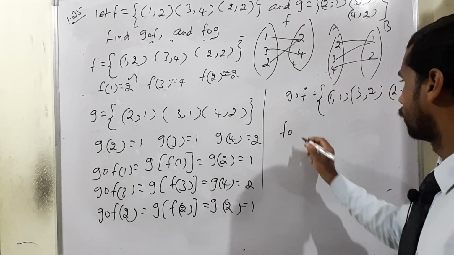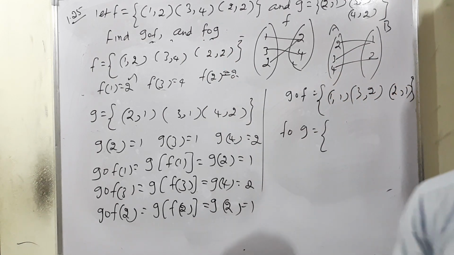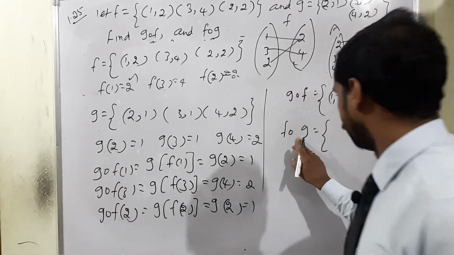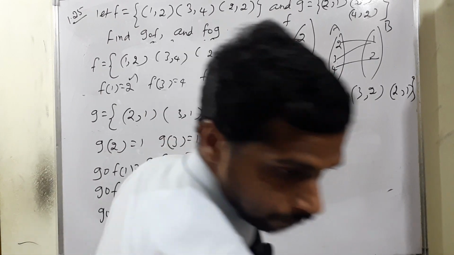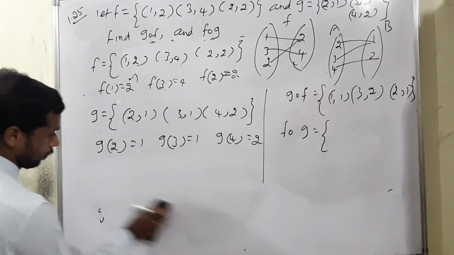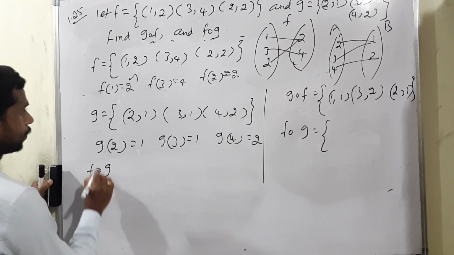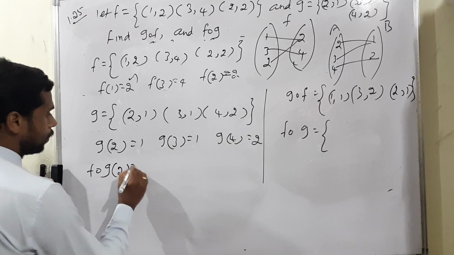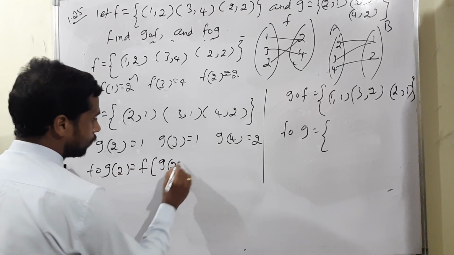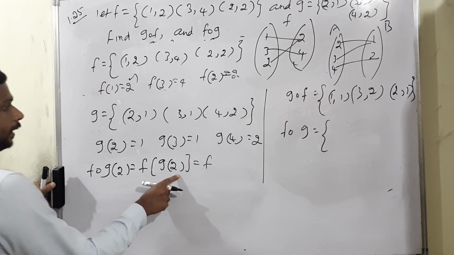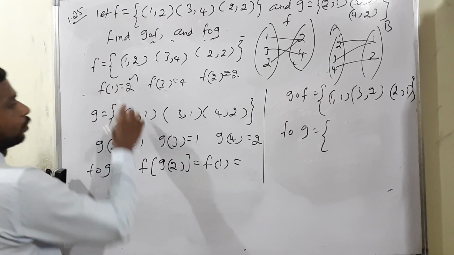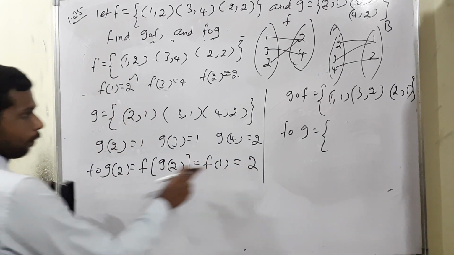Again f∘g, what will the output be? So f∘g of the first number 2, that is f of g of x. So f of g of 2 is equal to what is the output? g of 2 is 1. Therefore f of 1 is equal to 2. Therefore the first pair is 2 comma 2.